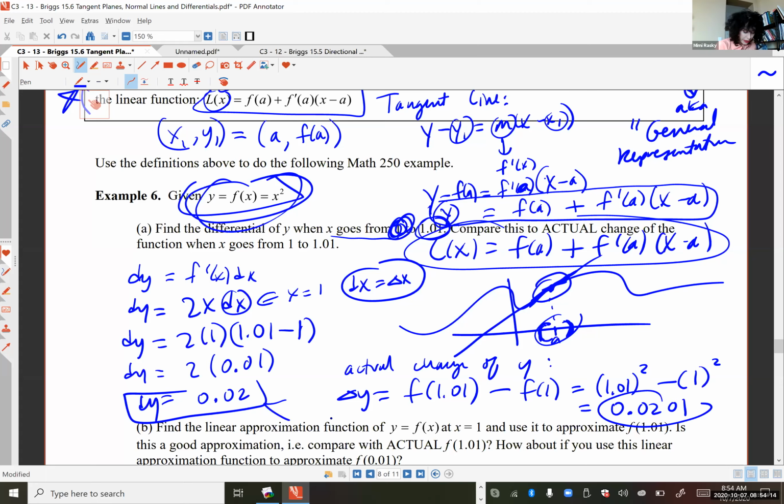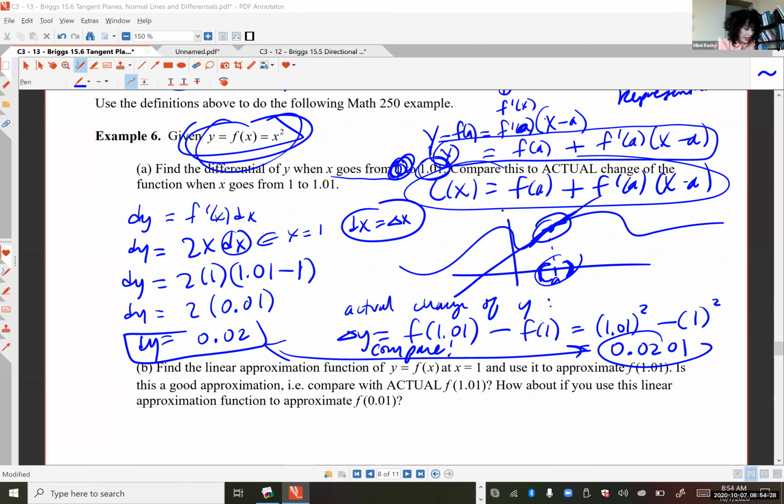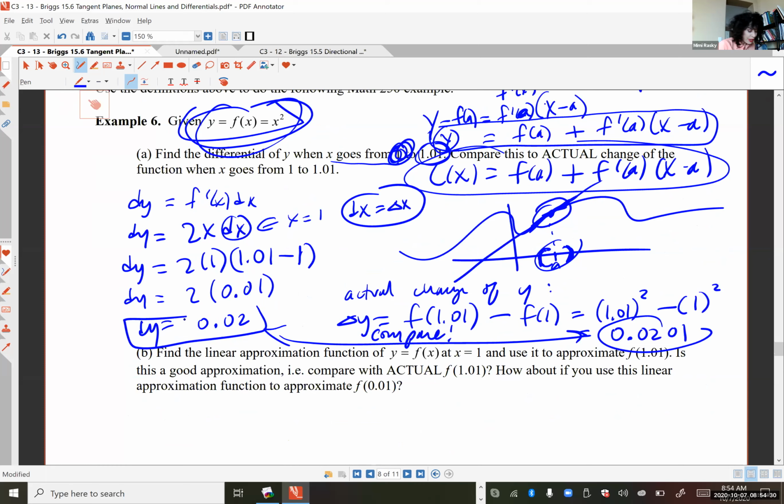Now I want you to compare these. Are these guys pretty close to each other? What do you think? Yes. Yeah. So what's the point? The point is what you were supposed to learn from Math 250, in case you forgot, is that the differential is a pretty good approximation for approximating changes of y. It's almost the same, not too bad.